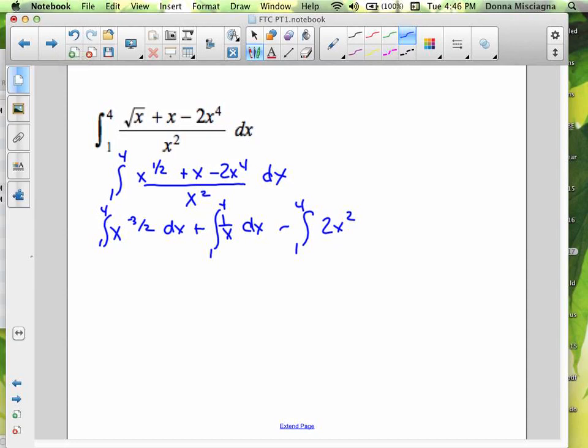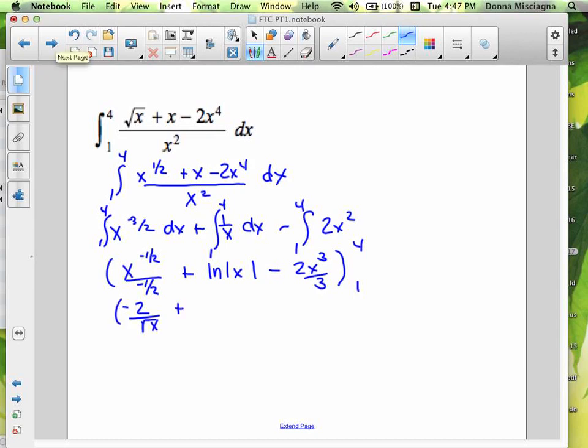So we have x, and again, I'm going to put the limits of integration at the end. x to the negative 1/2 divided by negative 1/2, plus the integral of 1 over x, that's natural log of x. And then minus, that would be 2x cubed divided by 3. And all of that gets evaluated from 1 to 4. Let's simplify this. So negative 2 is going to be in the numerator, and the square root of x is going to be in the denominator. And then we have natural log of x, and then 2x cubed over 3.